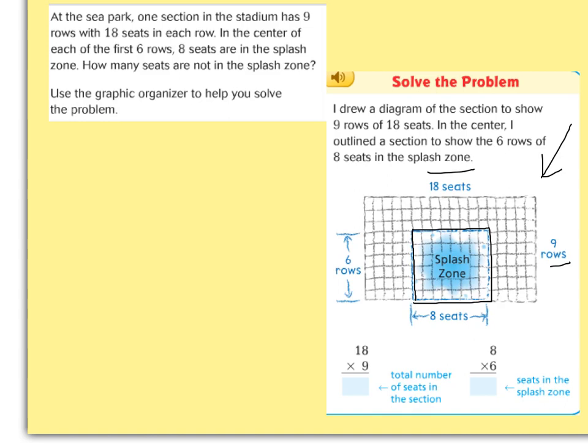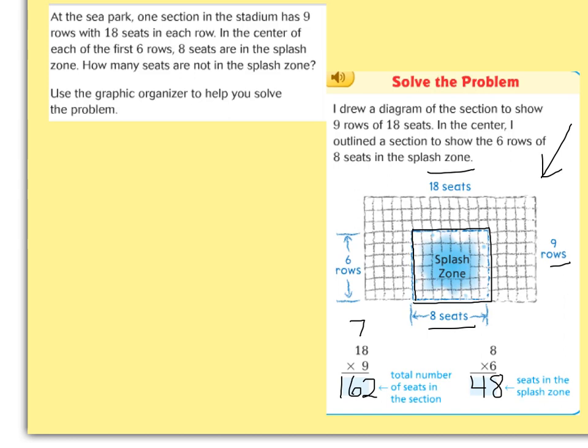First of all, I know I have 18 seats in 9 rows. This is my total seats in the section. So 9 times 8 is 72. 9 times 1 is 9, plus 7 is 162. And then let's go over here and find out what's in the splash zone. I have 8 by 6, so 8 times 6. There are 48 seats in the splash zone.